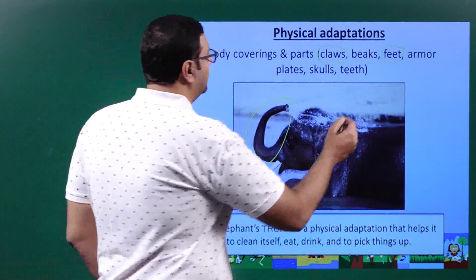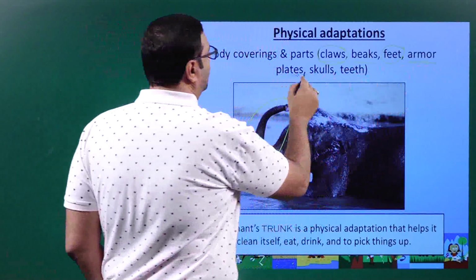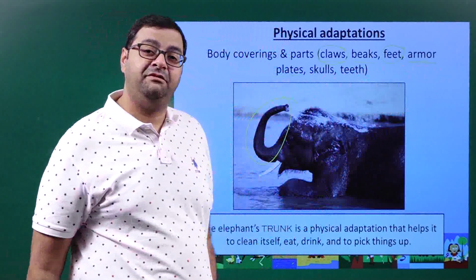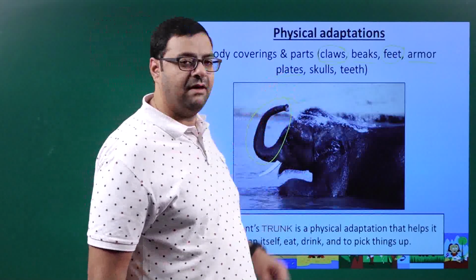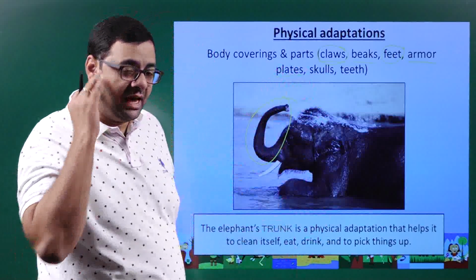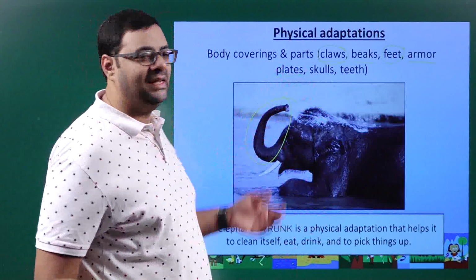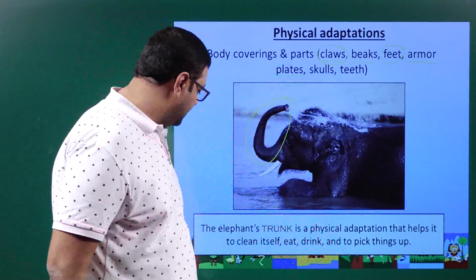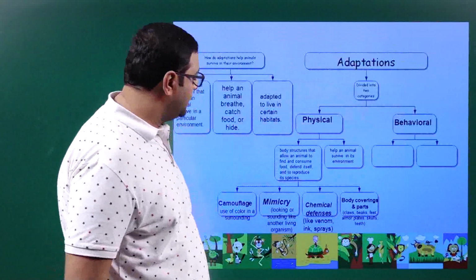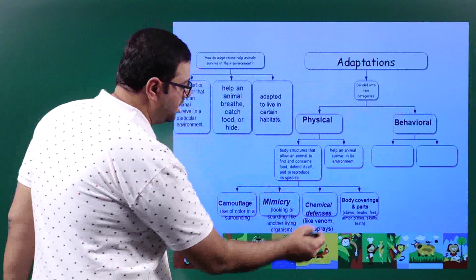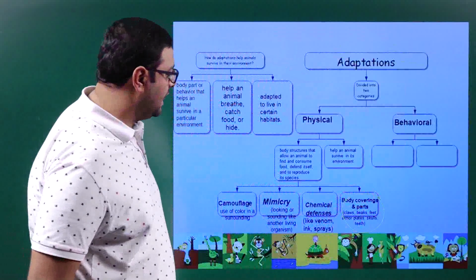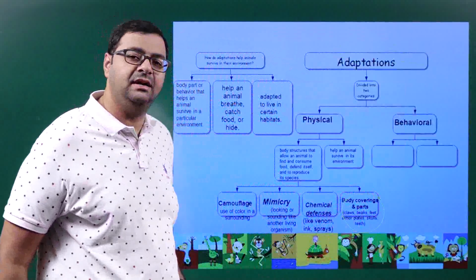Then you have armor plates, like your crustaceans, which are crabs and shellfish. All of these have armor plates. Skulls, we have skulls to protect ourselves. Teeth, all organisms have teeth, even we have teeth. So these are some of the physical adaptations. We have filled up body covering and parts, claws, beaks, feet, armor plates, and skulls and teeth.